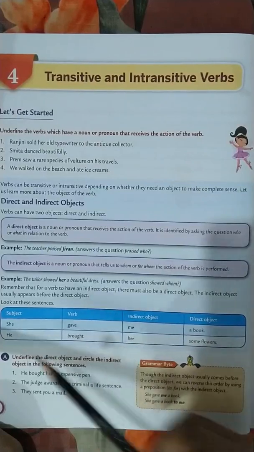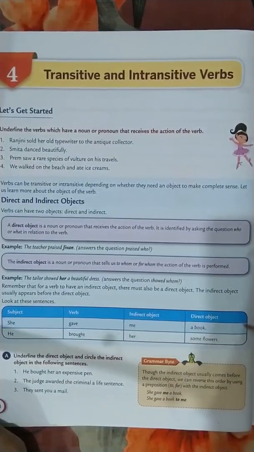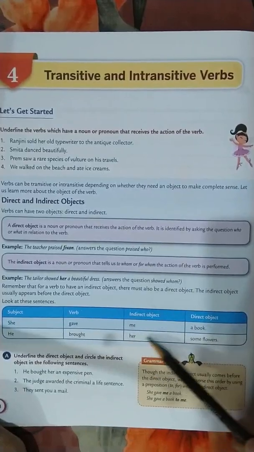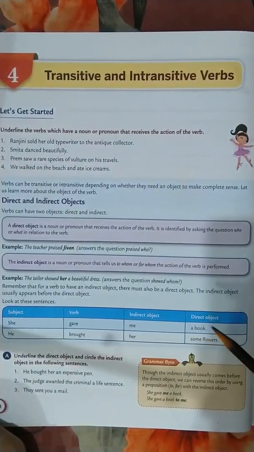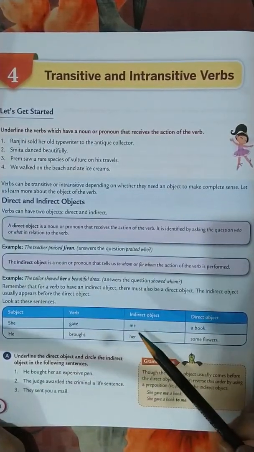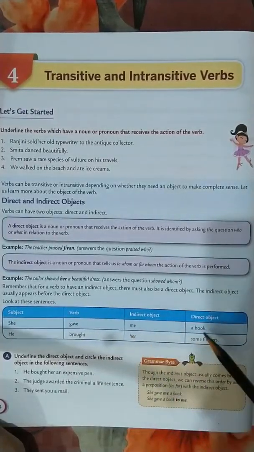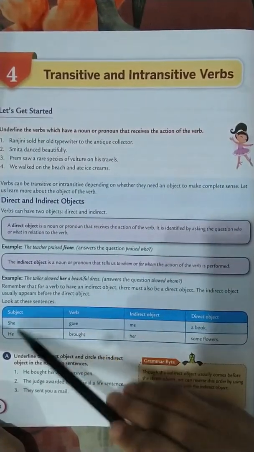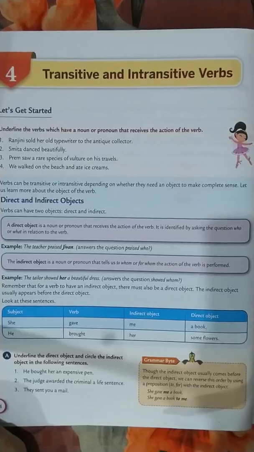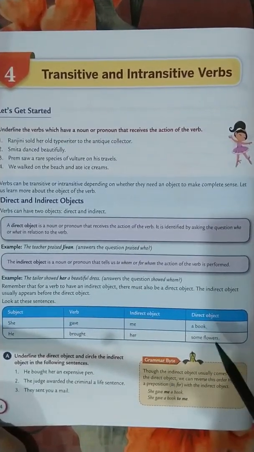See here, she is the subject: she gave me a book. Now she is the subject, gave is the verb, me is the indirect object, and book is the direct object. The indirect object is appearing before the direct object. She gave me a book. He bought her some flowers. So the indirect object is before the direct object.